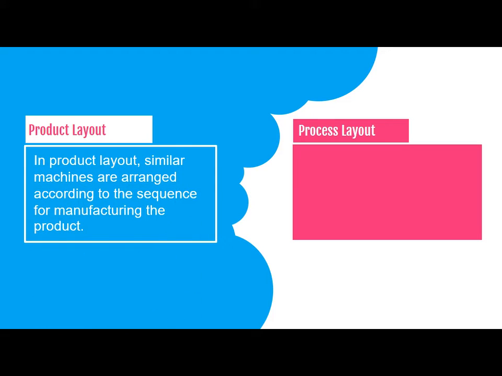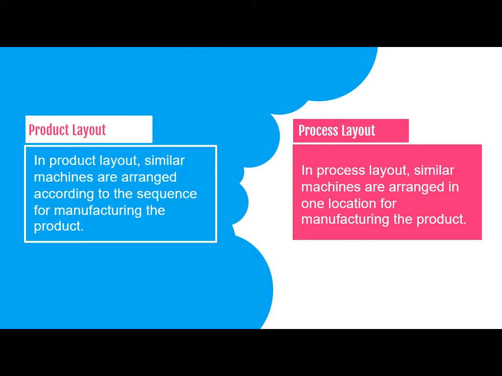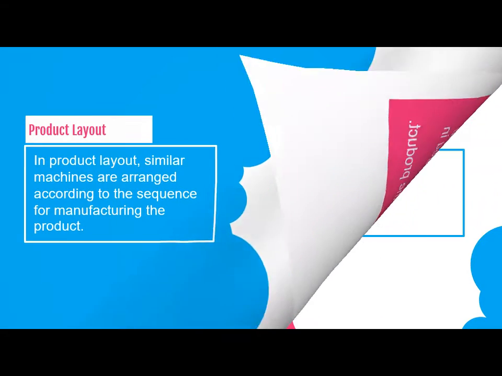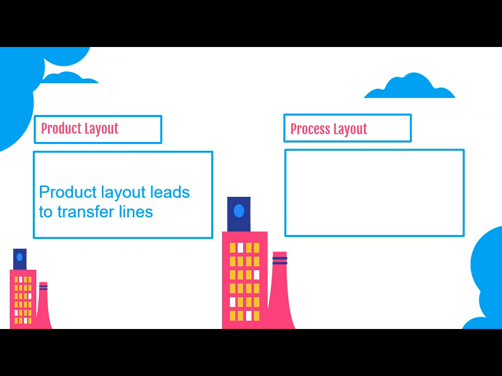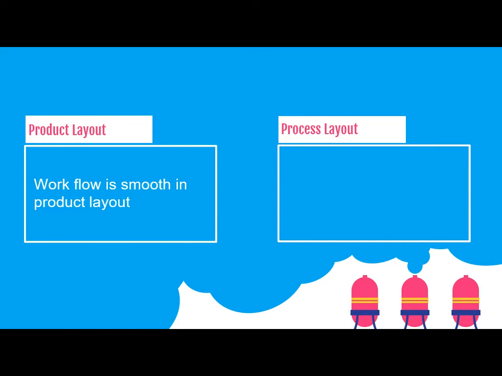Product layout: in product layout, similar machines are arranged according to the sequence of manufacturing the product. In process layout, similar machines are arranged in one location for manufacturing the product. Next difference: product layout leads to transfer lines. Process layout leads to group technology. In product layout, workflow is smooth. In process layout, workflow is not smooth.